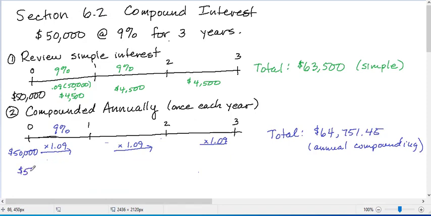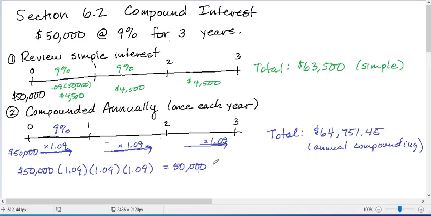Now I'm going to make it even faster. I start with $50,000. To move it to the first year, I times by 1.09. And without stopping to calculate this, I'm going to move from the first year to the second year, multiply by another 1.09. From the second year to the third year, multiply by another 1.09. In math notation, that would be 50,000 times 1.09 cubed. So for 3 years, or 3 arrows moving the money forward, that will give me the same $64,751.45.